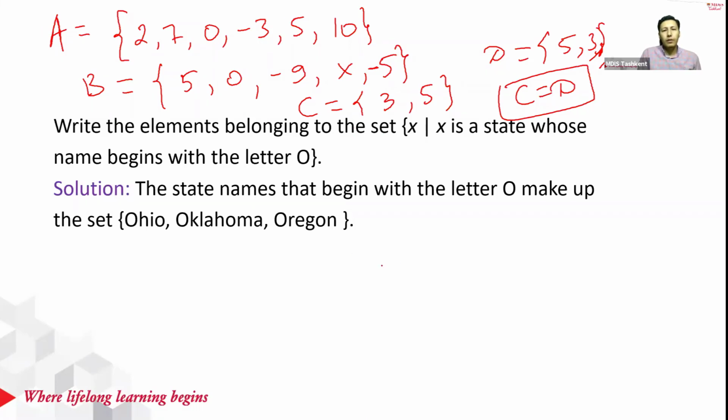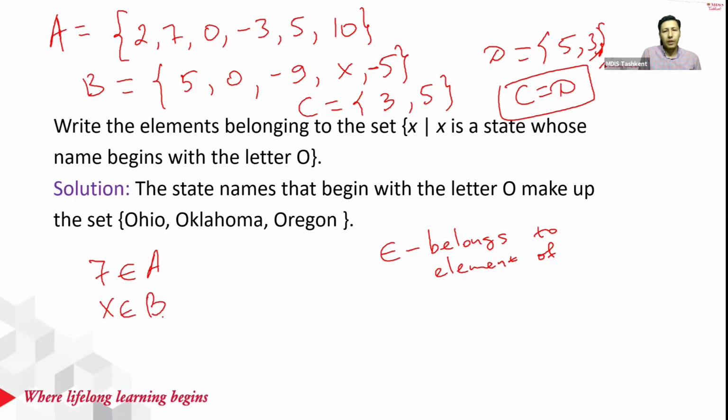And we have this sign. It is belongs to, or element of. This means belongs to or element of. For example, in A I have 7, so I can write 7 belongs to A. Or x is an element of B. Or I can write 3 is an element of C.